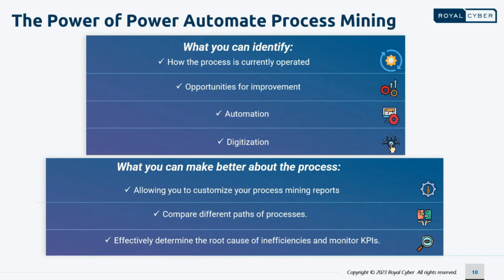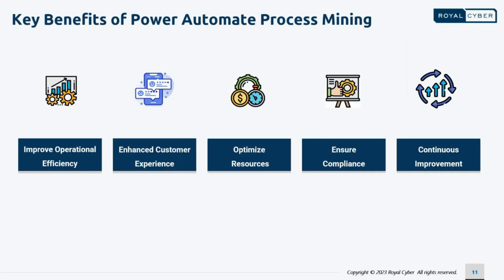It also allows users to compare different paths within processes, facilitating the identification of root causes and inefficiencies across various platforms and systems. Ultimately, Power Automate process mining is a valuable tool for organizations seeking to streamline their processes and improve overall operational performance. Let's move on to the key benefits of Power Automate process mining.